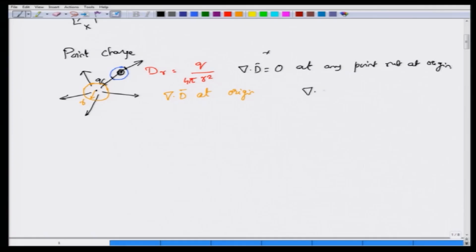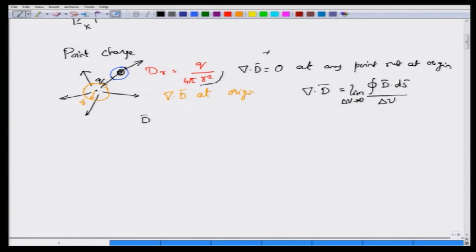Remember the definition of del dot D at any point. The definition of divergence at any point was the closed surface integral of D dot dS, where that surface S encloses that particular volume, divided by the volume element itself, and then letting that volume element go to 0, okay. Now, I know that the D field for a point charge goes as 1 by r square, right. So, the D field decreases as 1 by r square.